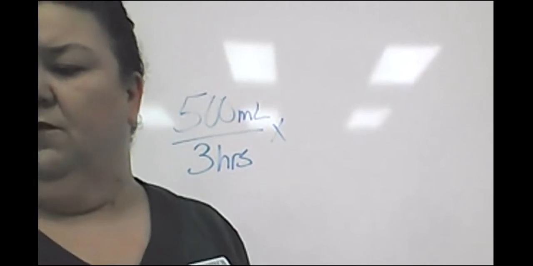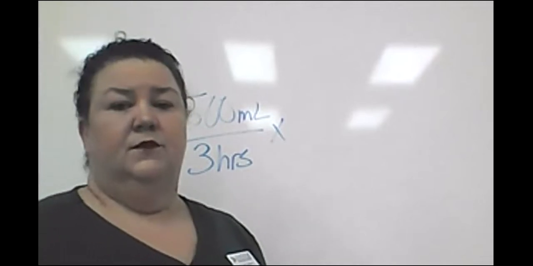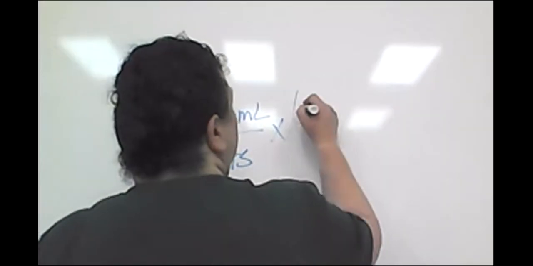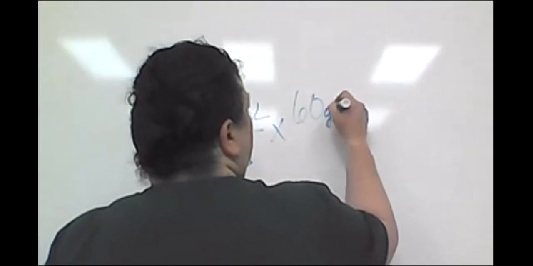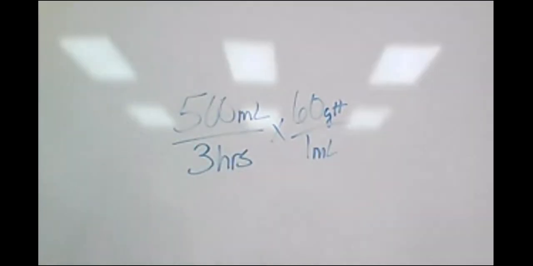And it says, what is the flow rate in drops per minute? They did not provide a drop factor. So what are we going to presume our drop factor is? It'll be 60 drops per 1 milliliter, anytime they don't tell you what it's going to be.